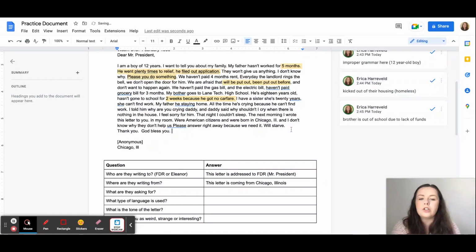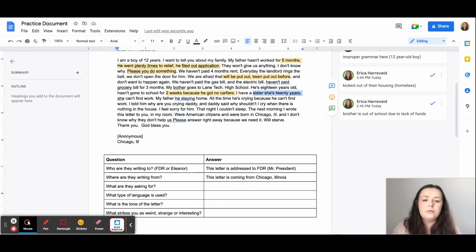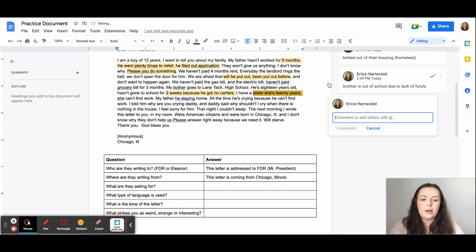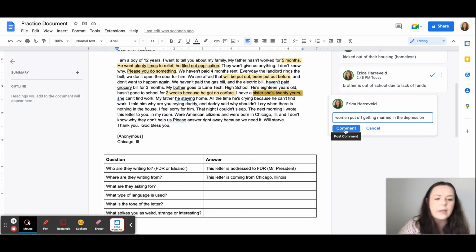I have a sister, she's 20 years, she can't find work. If you think back to some of our lectures, we've talked about how women put off getting married in the Depression. Because, right, typically a woman who is 20 would not have a job.